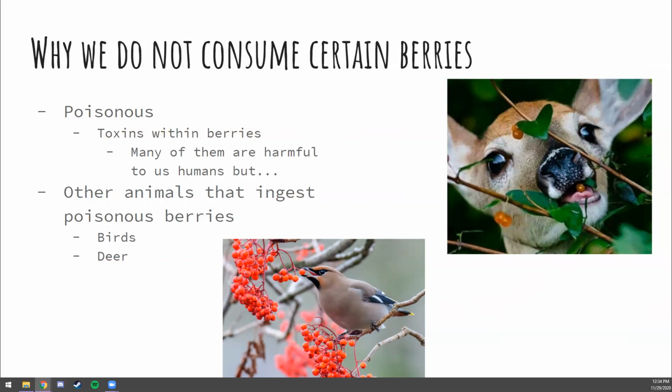However, many herbivores have also evolved in order to ingest these berries. For example, birds and deer are able to consume berries because they have co-evolved as natural berry eaters who are able to pass berries through their digestive tracts intact, allowing the seeds to be passed through the animal system where they eventually grow and prosper.